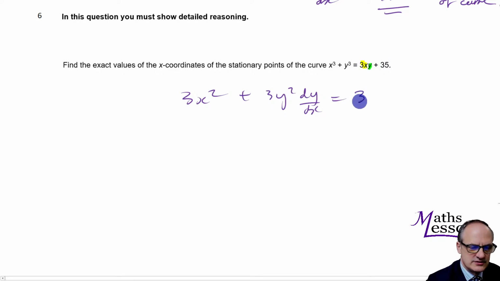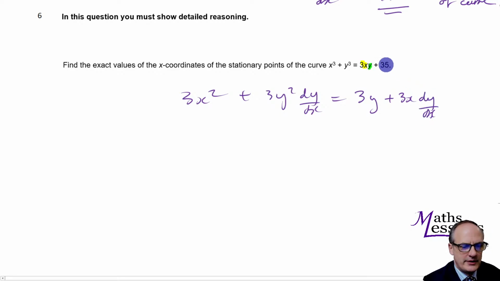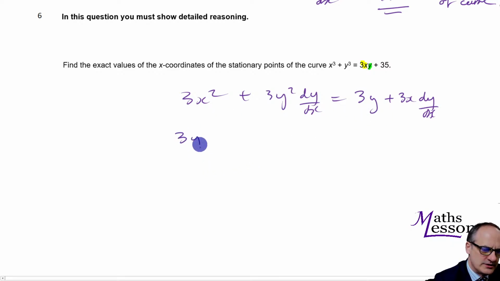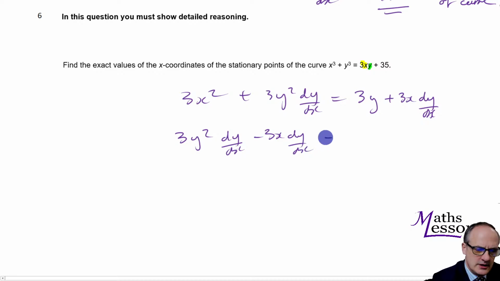Differentiate the 3x, I get 3 times by the y, plus differentiate the y and times by the 3x. So I get 3x dy by dx. So y differentiated goes to 1 times by dy by dx gives me dy by dx. Plus the 35, well, that differentiates to 0. So I now group my terms. Let's put all my dy by dx terms on this side, and then put all my other terms on this side.